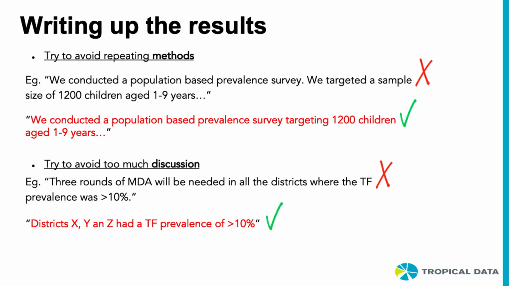Also, try to avoid too much discussion. For example, "Three rounds of MDA will be needed in all the districts where TF prevalence was greater than 10%" is not necessary for the results section. Instead, simply state something like, "Districts X, Y, and Z had a TF prevalence of greater than 10%."